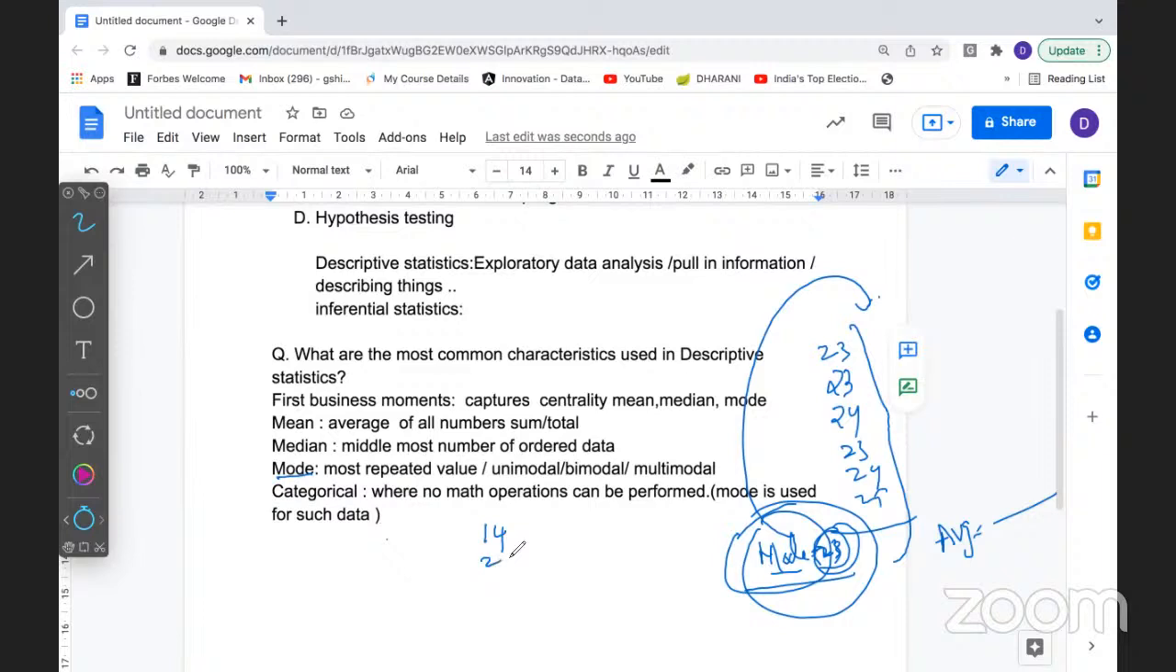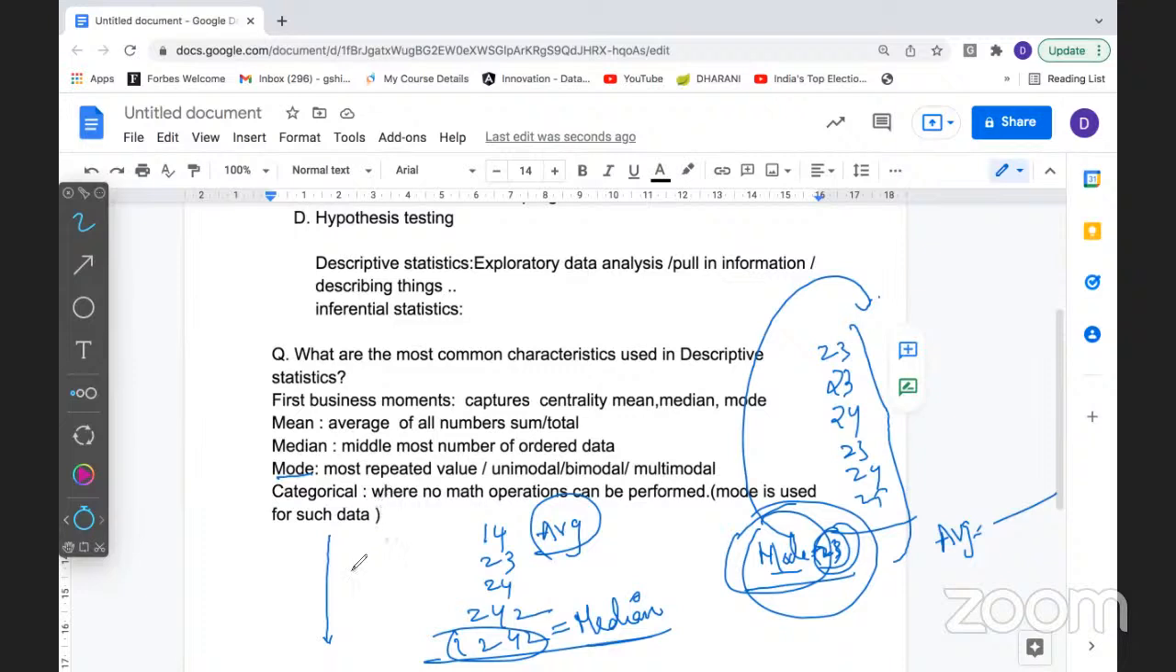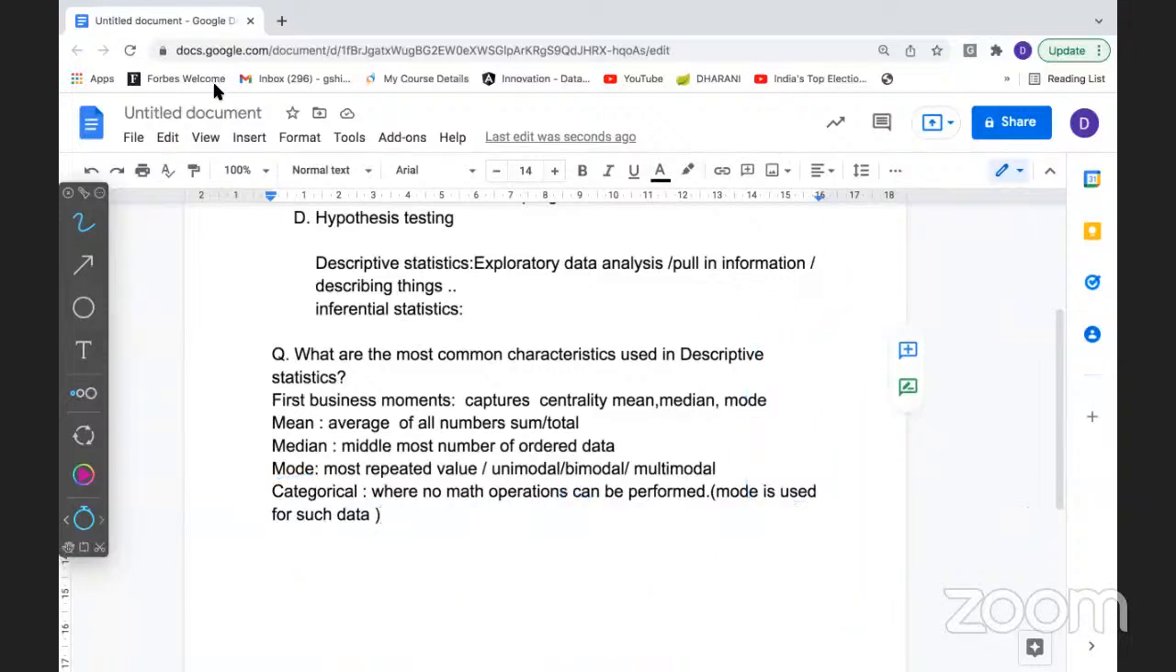And if you have any extreme values in your data, your average is getting affected. So what you do, you go and calculate the median. Median is nothing but you go either for ascending order or descending order, whatever order you want, and you pick the middlemost value. Okay, that is the first business moment.